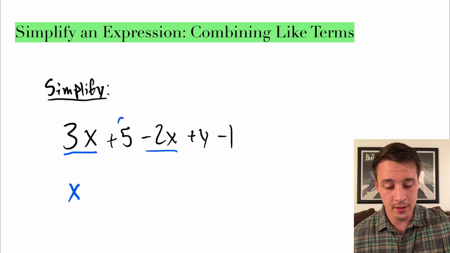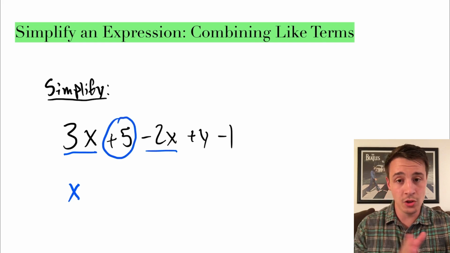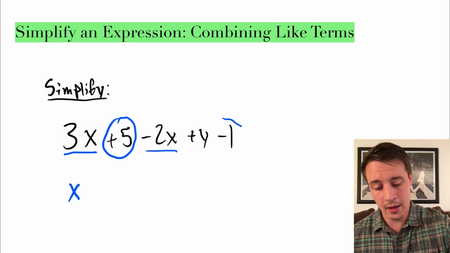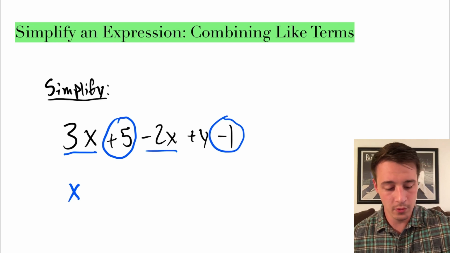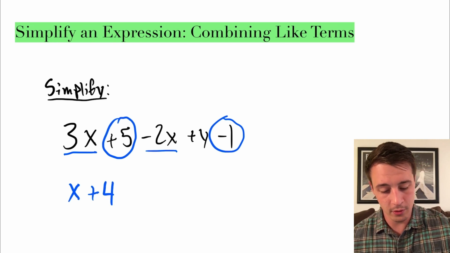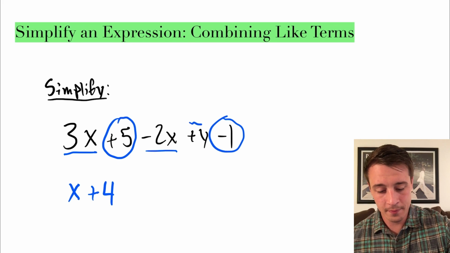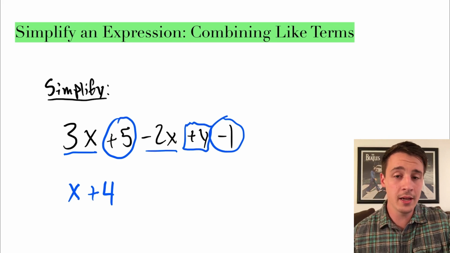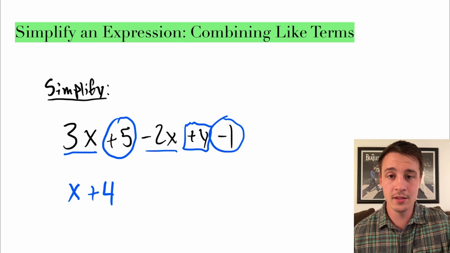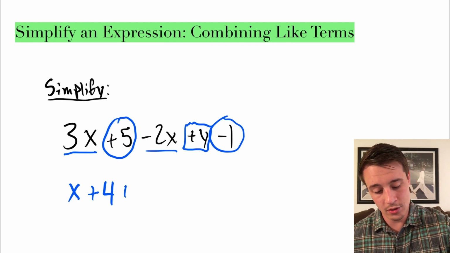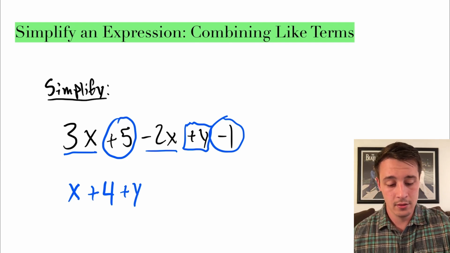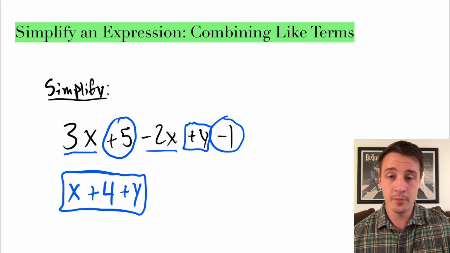The next term is positive 5. And again, I associate that sign to the left of the 5 when I'm simplifying. So I know it's a positive 5. And then minus 1. 5 minus 1 is plus 4. The only other term left now is this plus y. And so since there's no other like term that contains a y, I just write this down below with my other simplified terms, and that's my final answer.